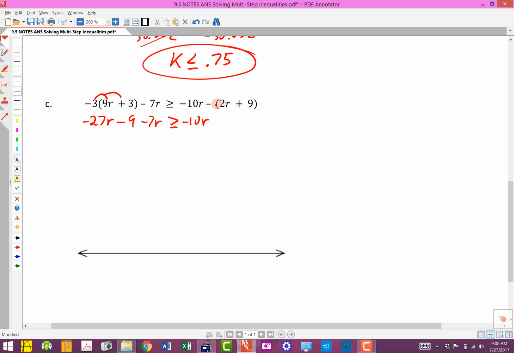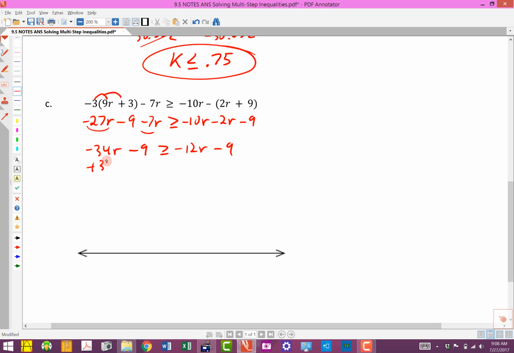Negative 10r. Distribute the negative through. Negative 2r. Minus 9. Again, all we were doing is simplifying each side and distributing through, not doing the same thing to both sides. So let's see, what do we get when we put these together? We get negative 34r minus 9. Again, all we're doing is simplifying, so I'm going to keep them the same direction. Negative 12r minus 9. I'm going to move the smallest one, so I'm going to move this one over there.